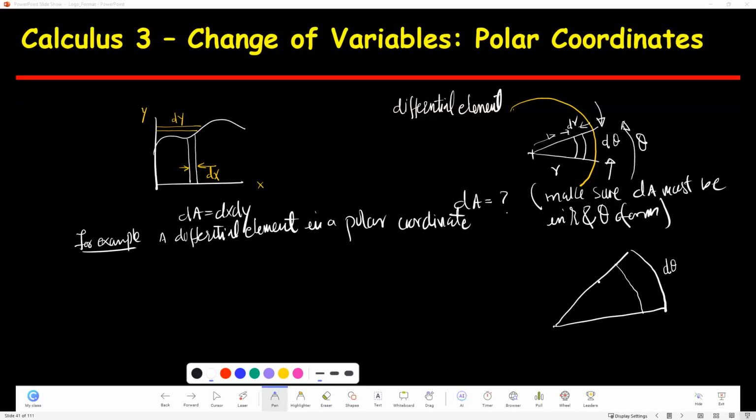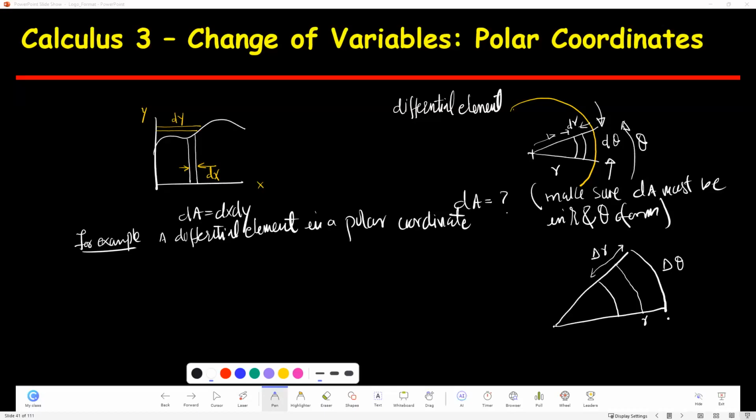And I'm going to call from here to here my dr or delta r. You can call it dr or delta r. Same thing here, you can call d theta or delta theta. So this is delta r, this is delta theta. That is my radius, that is my r.